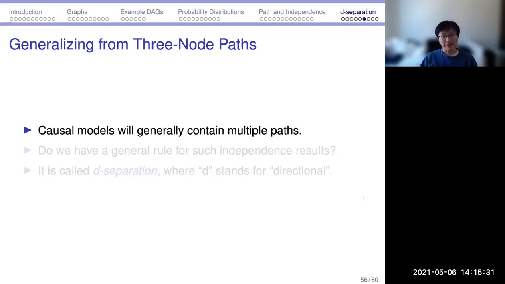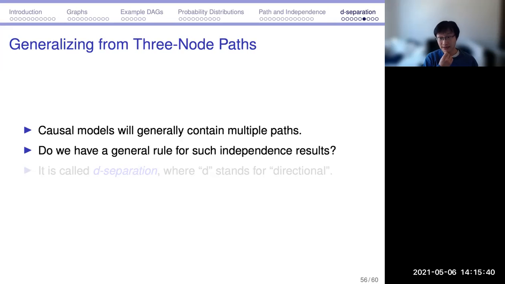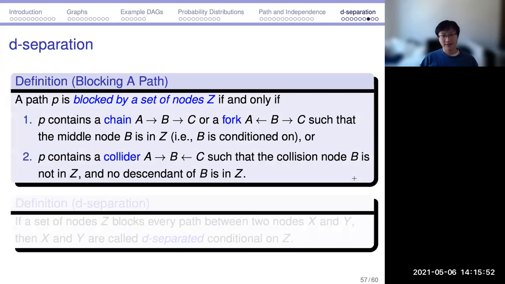So usually we have multiple paths in the causal DAG. So do we have a general rule for such independence or conditional independence results? And the answer is yes. This is called D-separation, where D stands for directional. So let's first look at the definition of D-separation and blocking a path.